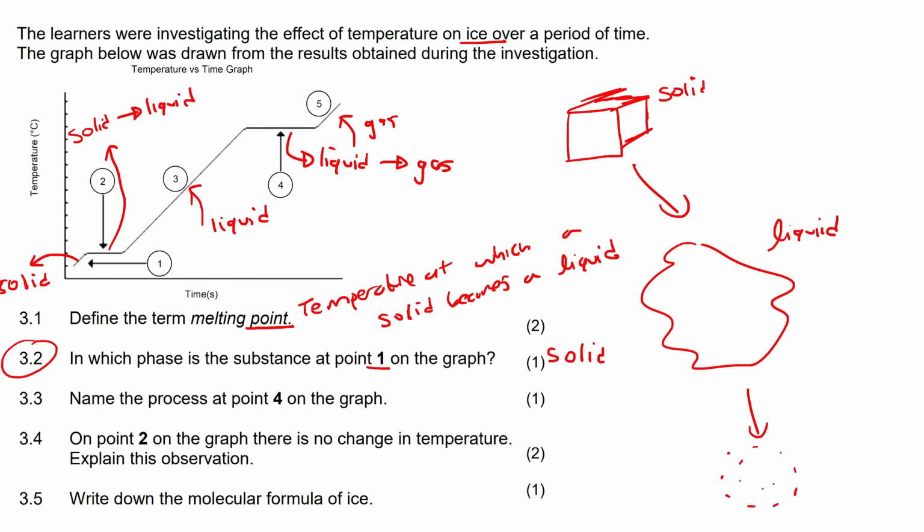Okay. Now it says name the process at point 4. So at point 4, we are going from a liquid to a gas. Think about if you put water in your kettle at home and you start boiling it, it turns into a gas. That's why you see the steam coming out the top of the kettle. That is called boiling.